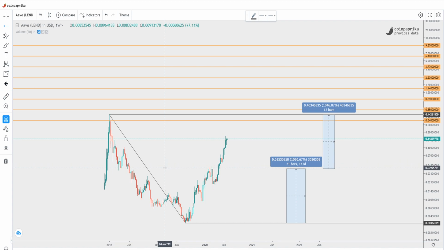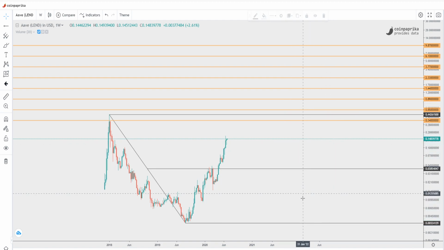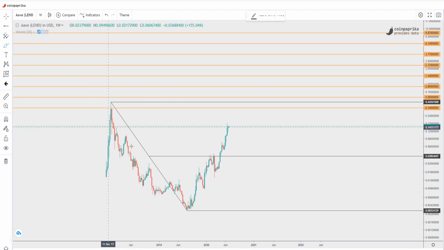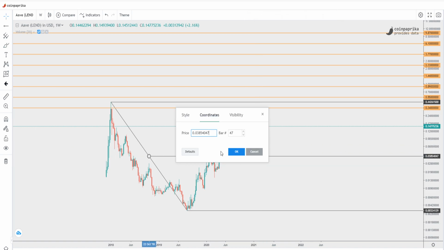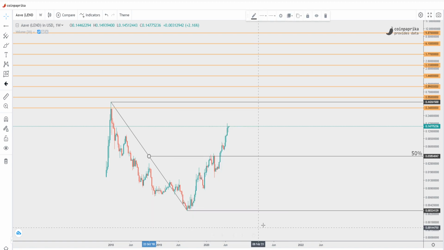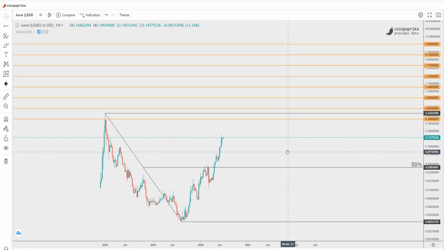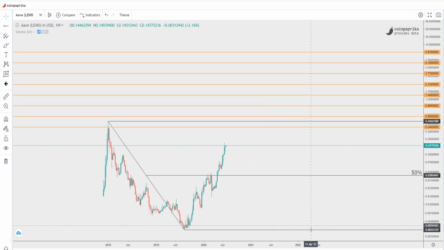Let's draw our 50 for the whole range here. Yes, perfect. Also aligned with the price's previous behavior, which we can see right here, and also right here. So it's accurate. Great. Let's add a note here: 50%. Amazing. So right now, oh yes, let's go for the forecast.